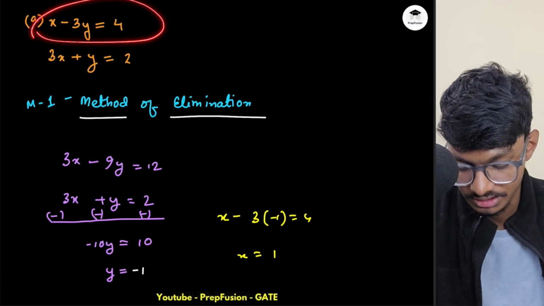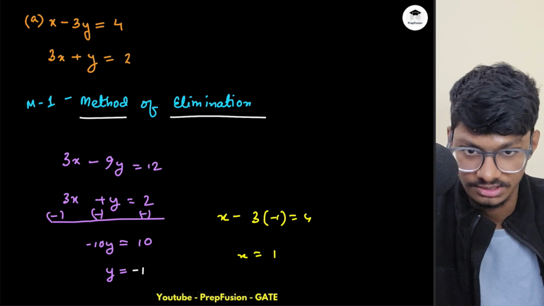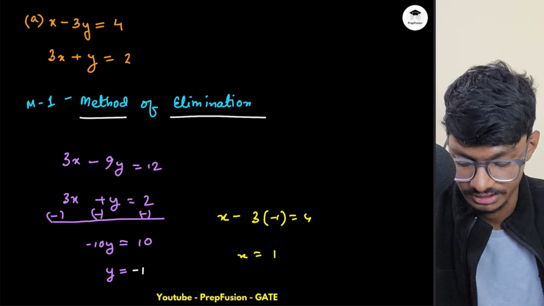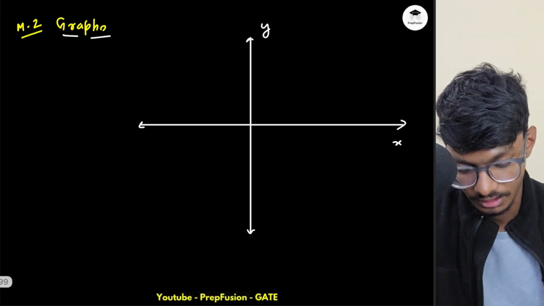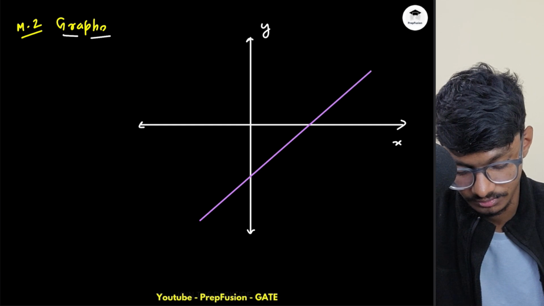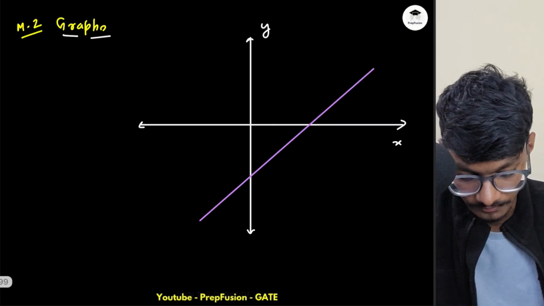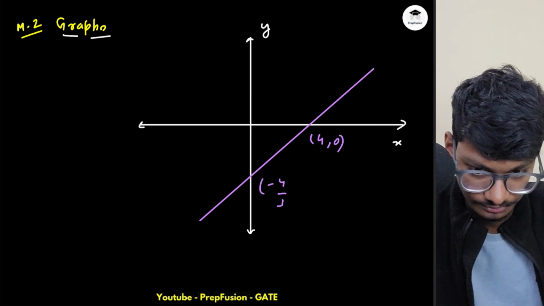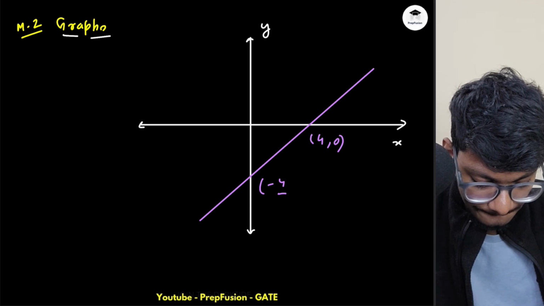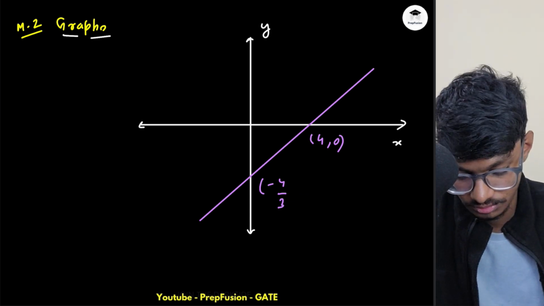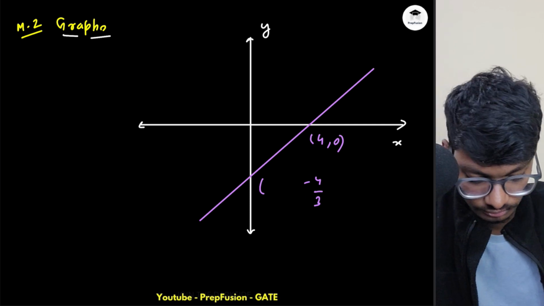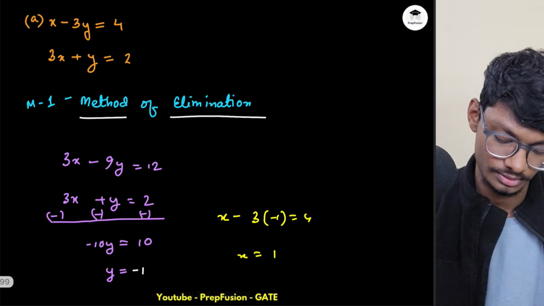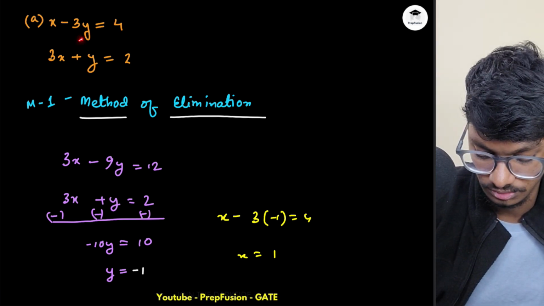The slope here is positive because the sign is the same. If I shift the y term over, the sign is the same for the coefficients of x and y, so the slope will be positive. The y intercept is something negative, and the x intercept is 4 only. So here it is 4 comma 0, and the y intercept is 0 comma minus 4 by 3.